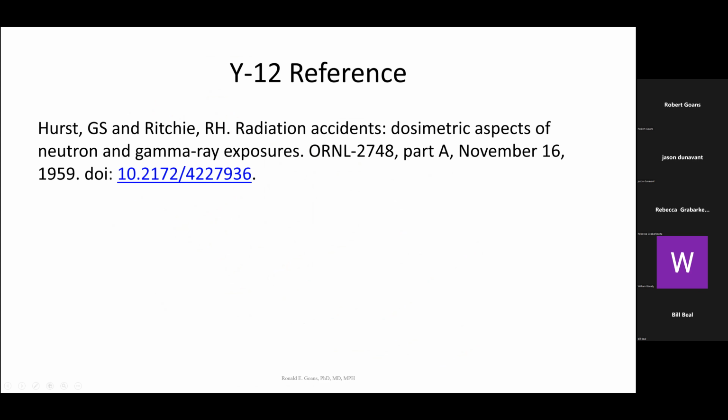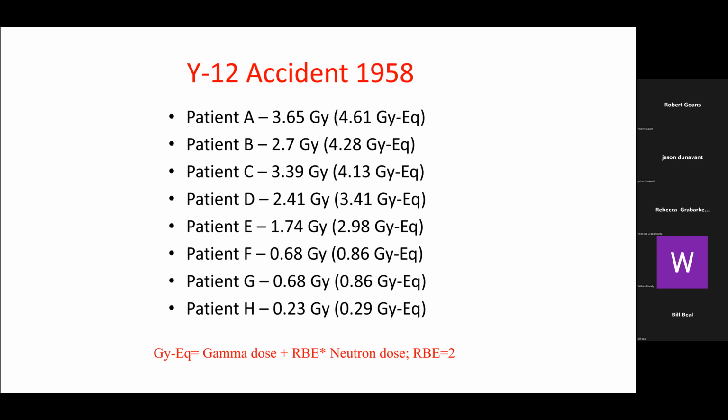But here is a very good reconstruction, a reference from Sam Hurst and Rufus Ritchie on the dosimetric aspects of the neutron and gamma ray accident. You can take a look at that if you care to. So here are the patients that I have dealt with. I've dealt with 4 of these 8.